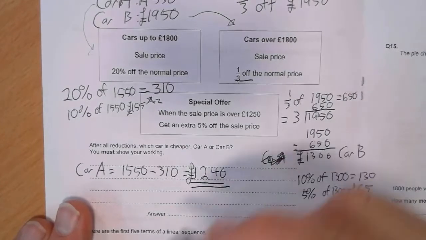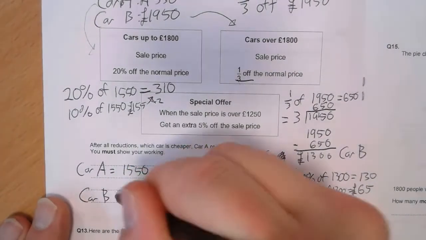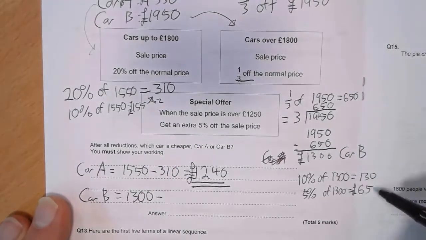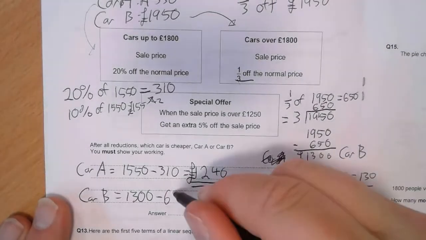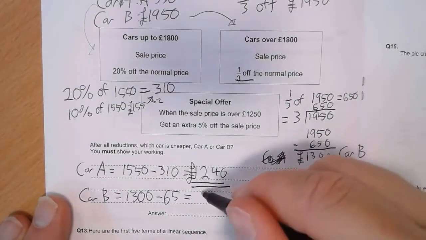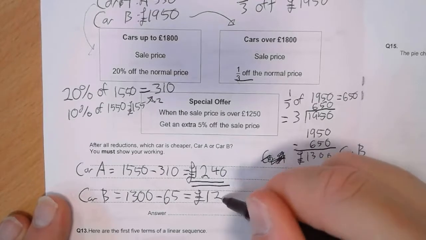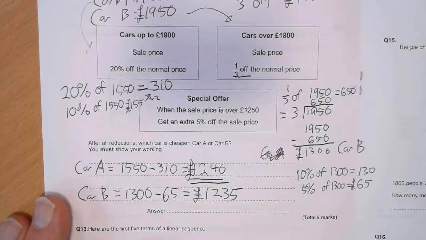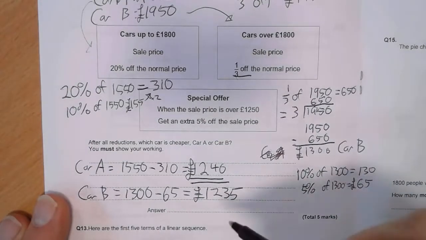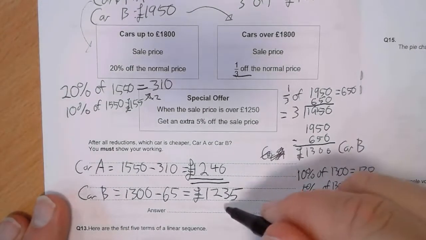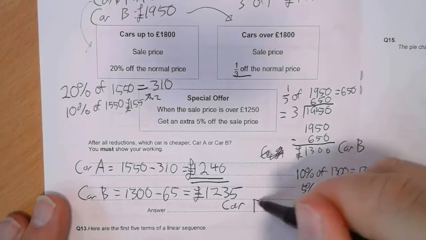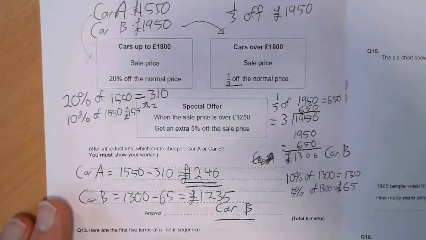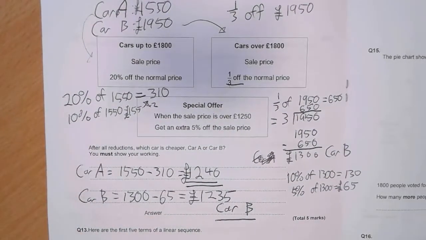So my actual car B price is 1,300, take away my extra £65 reduction, which gives me 1,235. So after all the reductions, car B is the cheaper car. Car B. That is a nightmare of a question, undoubtedly. Really?